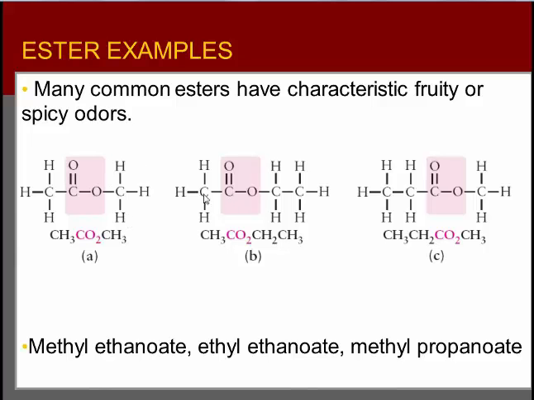Here again, 2 carbons containing the carbonyl, a 2 carbon R group. That's called ethyl ethanoate. And here we have 3 carbons in the chain containing the carbonyl. That gets propanoate. Starts from propane, changed to propanoate. And we have a methyl group attached to the OR, or as the OR, so it's methyl propanoate. Typically there's a space between the R and the ester root. Ethyl space ethanoate.